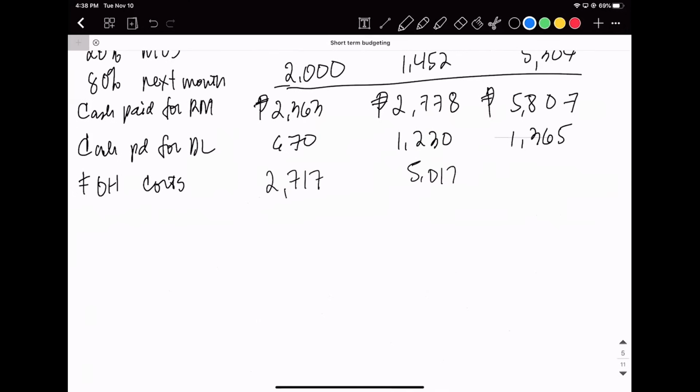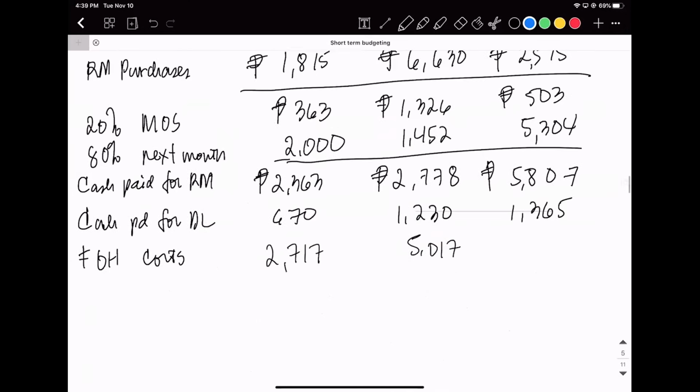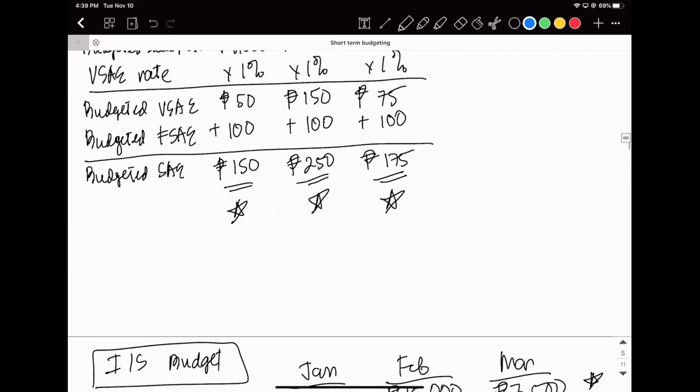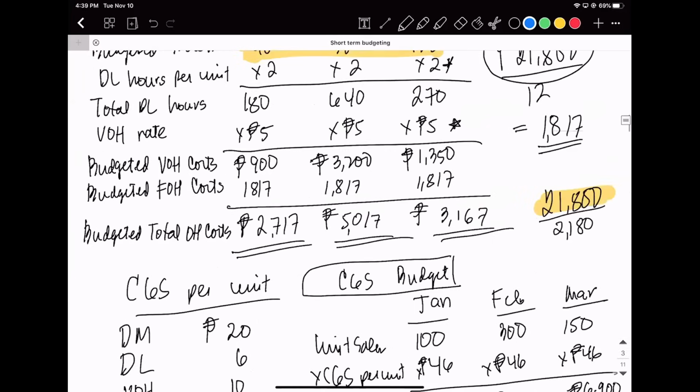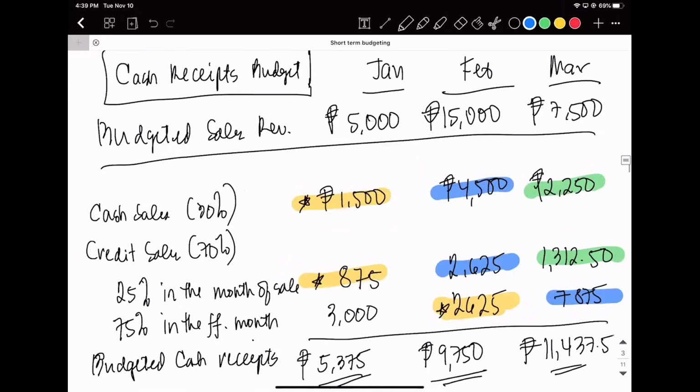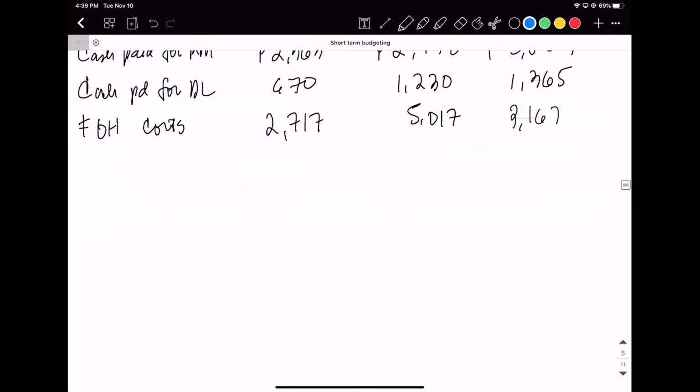And, ano pa ang nakalimutan? 3167 ba? Tama, 3167. So, this is 3167. Okay, kaya lang, sabi natin, paid as incurred nga siya. However, these amounts include depreciation expense. So, ibabawas mo yung, bakit? Kasi non-cash. Yan. So, non-cash item.